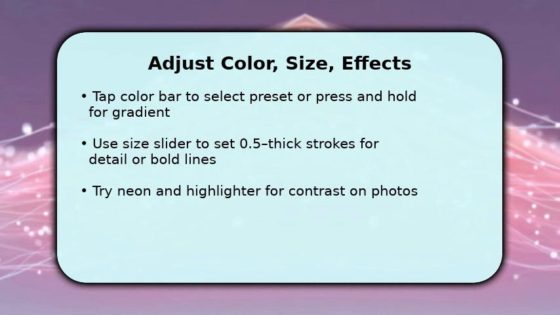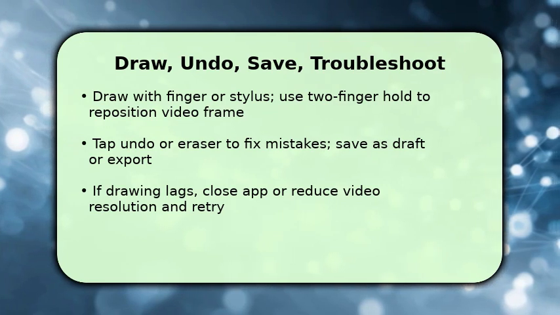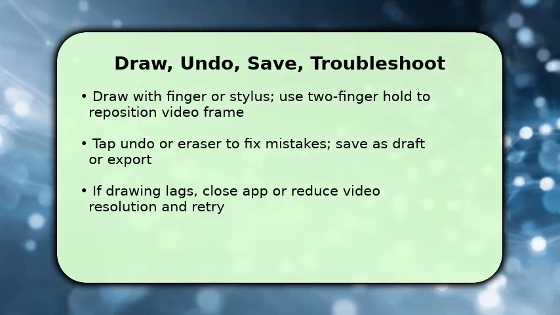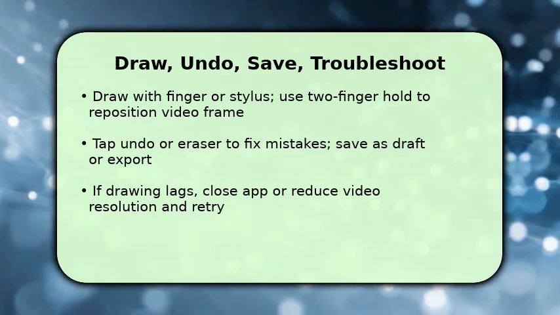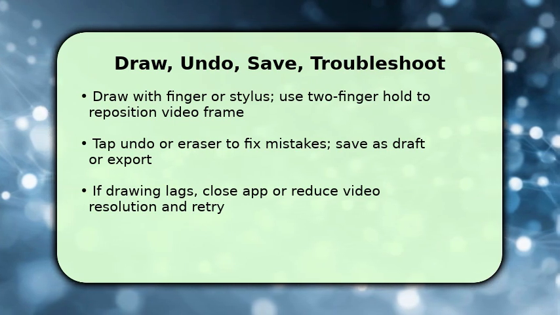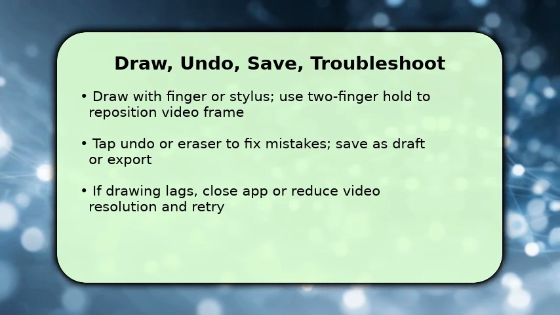Now you draw directly on the story using your finger or a stylus. Steady strokes work best for letters and arrows. Once done, tap undo for single-step fixes or switch to the eraser for precise edits, then tap done to return to stickers and text. You can save as a draft or export to camera roll.